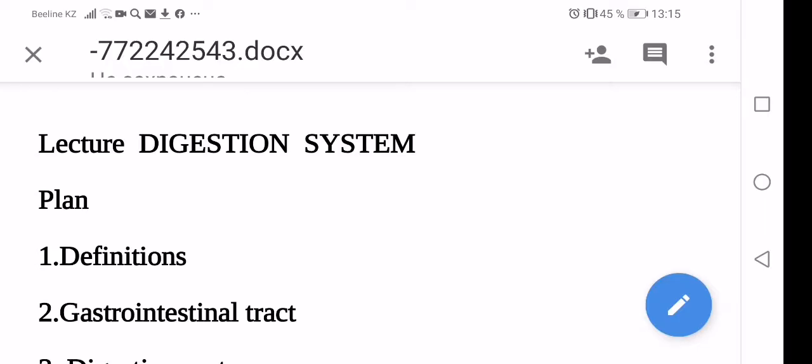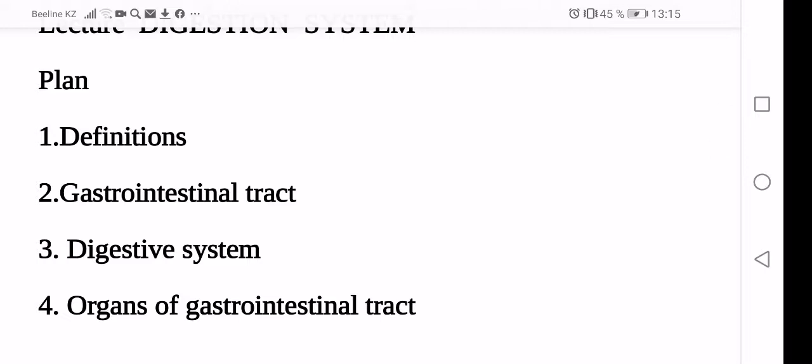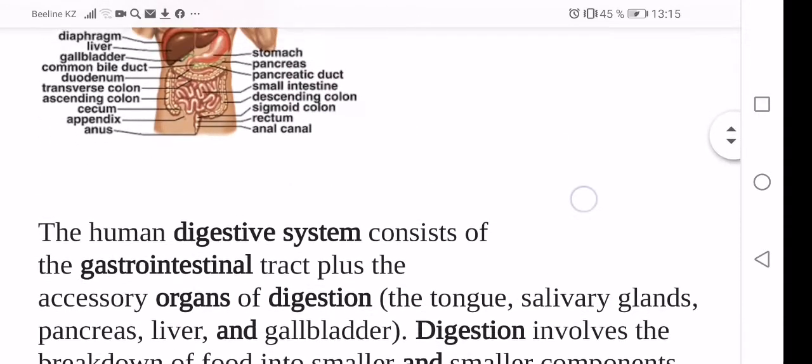Lecture: Digestion System, Part 1 and Part 2. This lecture is for 2 weeks. Plan: definitions, gastrointestinal tract, digestive system, organs of the gastrointestinal tract.